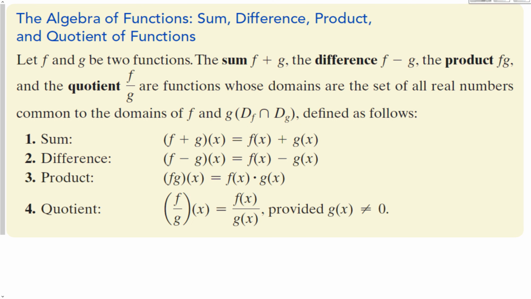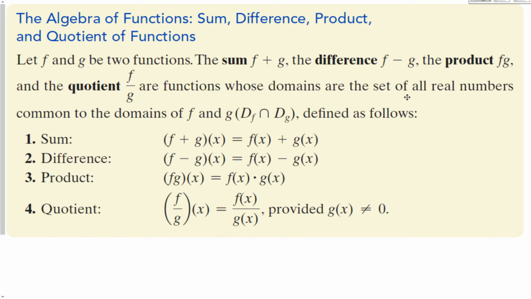So to sum up this idea, the algebra of functions: sum, difference, products, and quotients. Let f and g be two functions. The sum, f plus g, the difference, f minus g, the product, f times g, and the quotient, f over g, are functions whose domain is the set of all real numbers common to the domains of f and g, d sub f intersect d sub g, and are defined as follows. The most important thing here is notation.